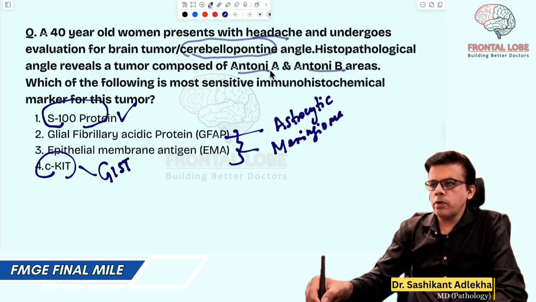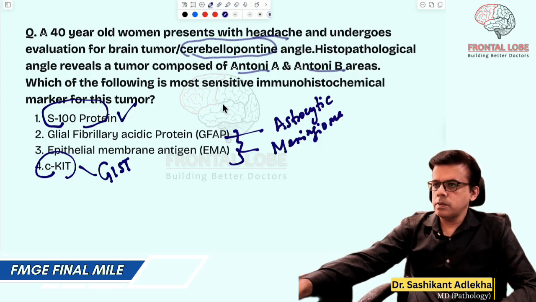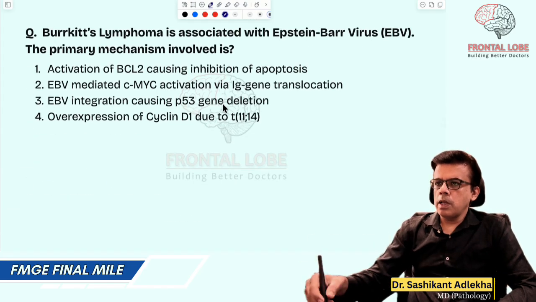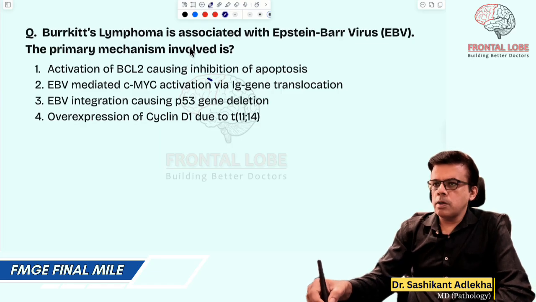How do you identify it? Antoni A area is quite cellular and has Verocay bodies, and Antoni B area is myxoid and loosely cellular. So the diagnosis is schwannoma, and the correct answer will be S100 protein. That is the correct answer. Let's go to another question.